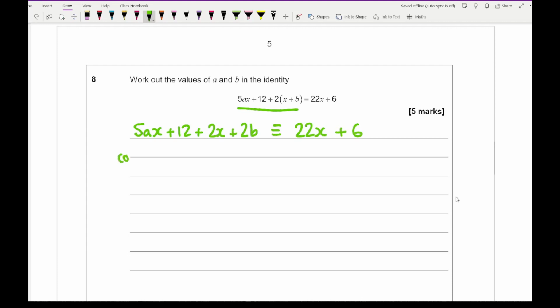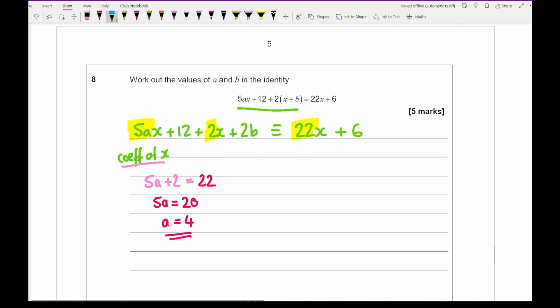So then if I look at the coefficients of x, so I look at what's got an x, well, I've got 5a and I've got a 2 on the left hand side. So that's going to be 5a plus 2, and that equals the number in front of x on the right hand side, which is 22. So that means 5a is going to equal 20, so a equals 4.